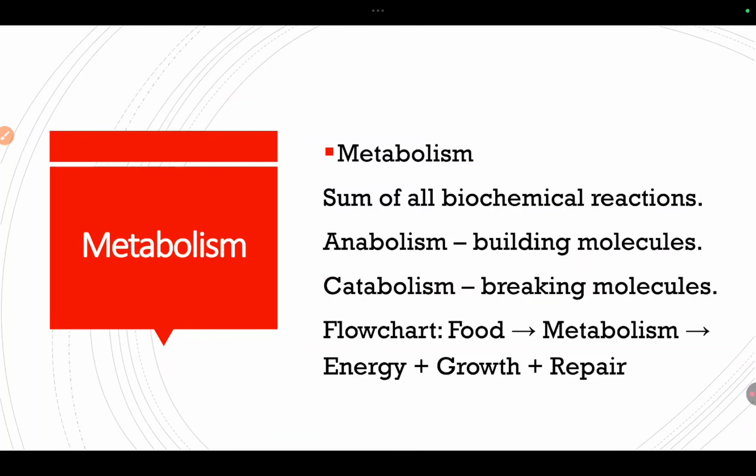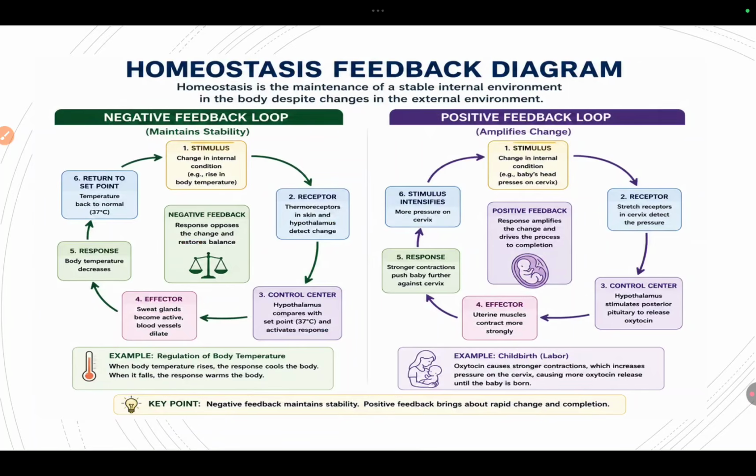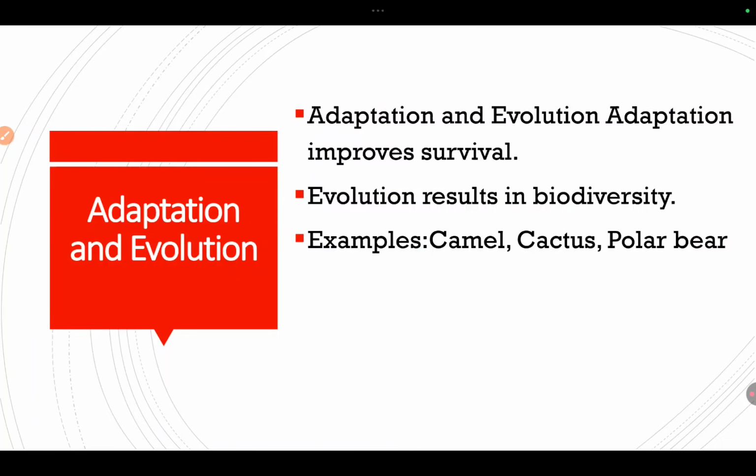Next is your metabolism. Metabolism is the sum of all the biochemical reactions taking place within a living organism. Anabolism includes the synthesis of complex molecules, and catabolism includes the breaking down of the molecules. In simple terms, metabolism provides energy, growth and repair. Next is homeostasis. Our body keeps the body temperature, body glucose and water balance at a particular constant level, and we don't fluctuate from it, so the organism can work stably.